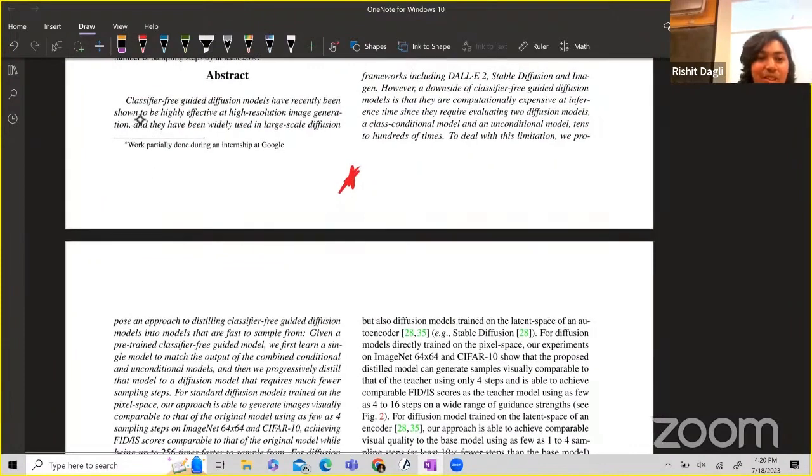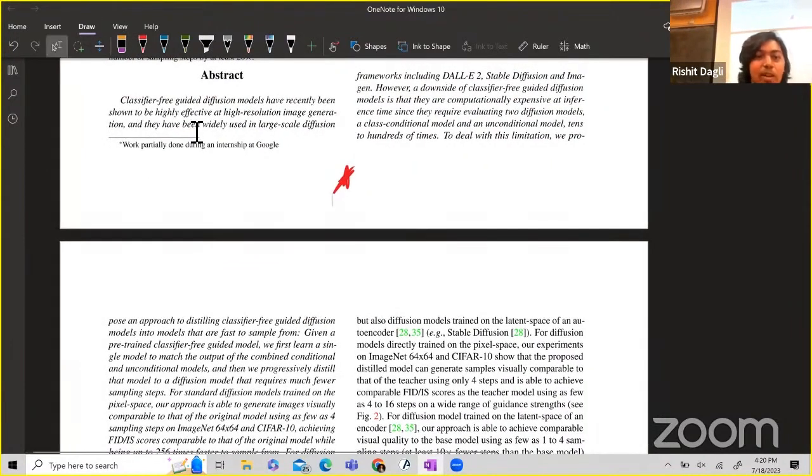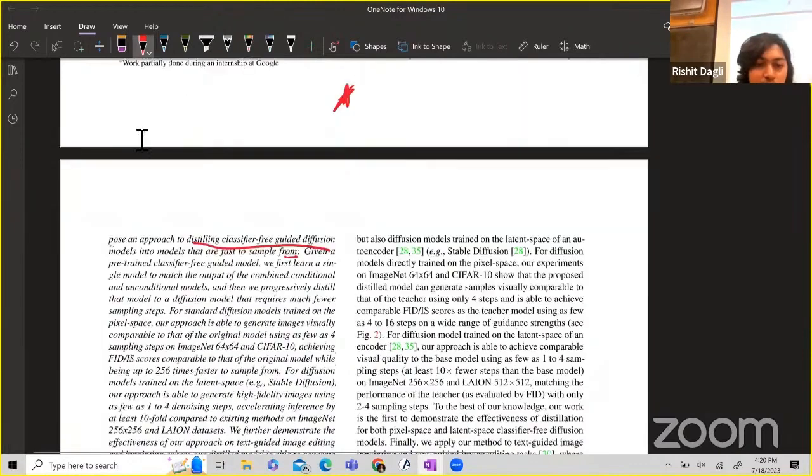So they say classifier free guided diffusion models have recently been shown to be highly effective at high resolution image generation. Yeah, that seems about right. And they have been used in large scale diffusion. However, large scale diffusion models are slow to sample from, so they propose an approach to distilling classifier free guided diffusion models that are fast to sample from. So I guess this is their main contribution, fast sampling methods. And then they say, given a pre-trained classifier free guided model, we learn a single model to match the outputs of the combined conditional and unconditional model, and that requires fewer sampling steps.